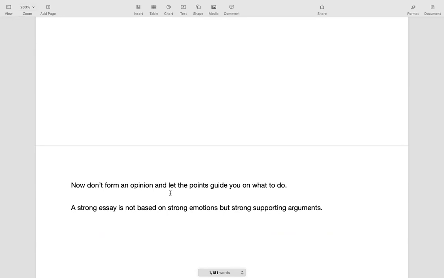or partial. A strong essay is not based on strong emotions. It is based on supporting arguments, strong supporting arguments, your strong points. So if you have strong points for one-sided, you're going to make one-sided. If you have strong points for partial, you're going to make partial. Do not make an emotional answer. Let your ideas determine which side you're going to go.